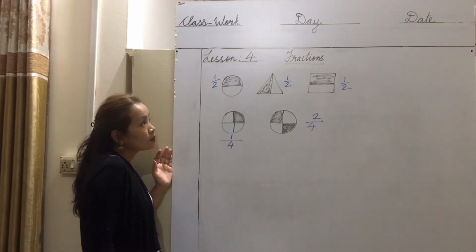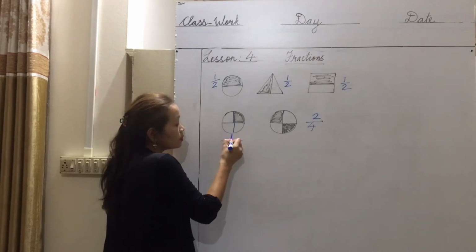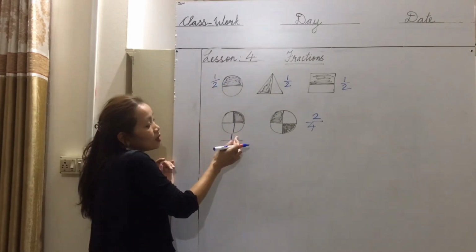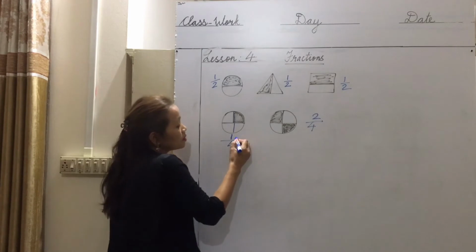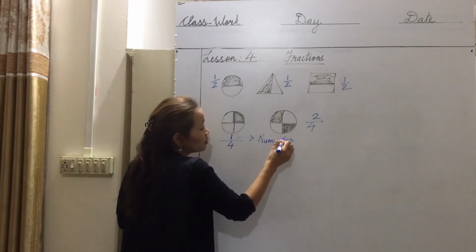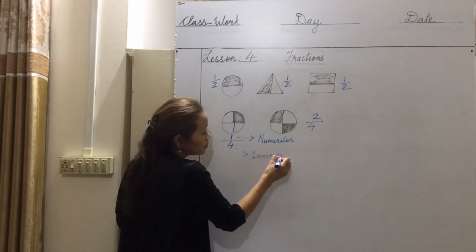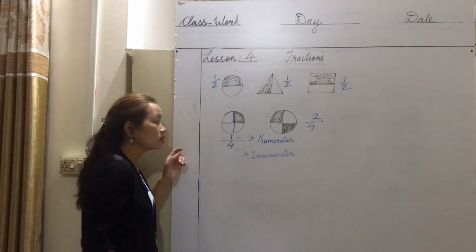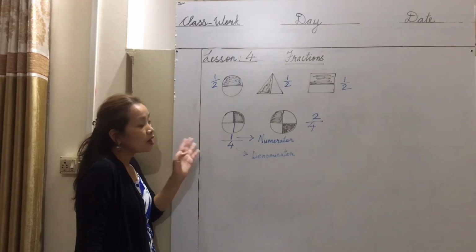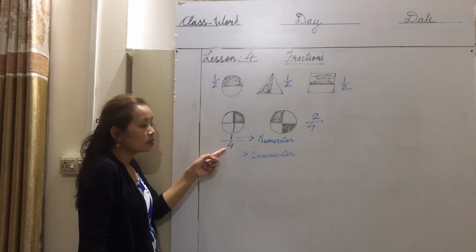In a fraction, we have an upper number and a lower number, right? Like the 1 above and 2 below, or the 1 above and 4 below. The upper number is called the numerator in a fraction, and the lower part is called the denominator, right? So a fraction has a numerator and a denominator, the upper number and the lower number.